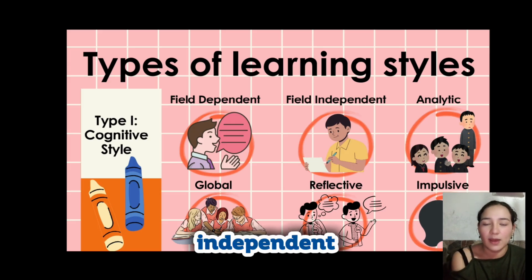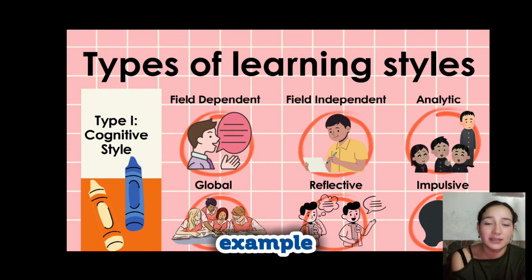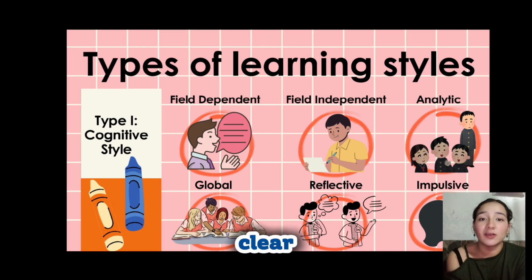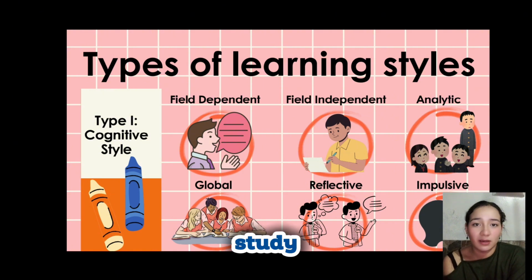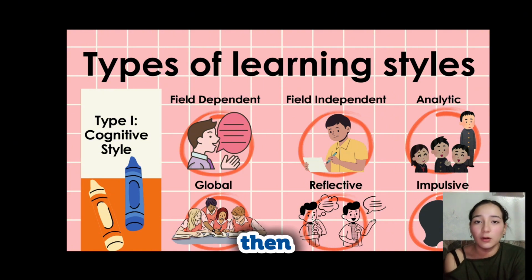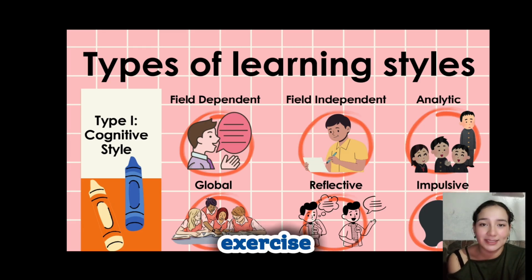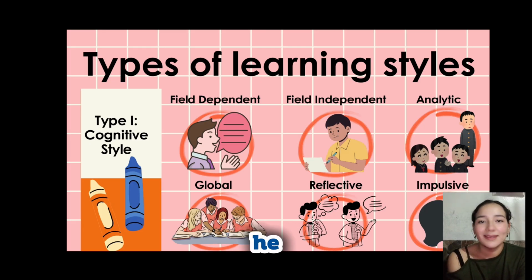Field independent. Prefer a structured step-by-step approach to learning. For example, a student prefers to learn English with a clear list of steps. First, study the grammar rule, then look at examples, and finally do individual exercises. If the activity doesn't have a structure, he doesn't know where to start.